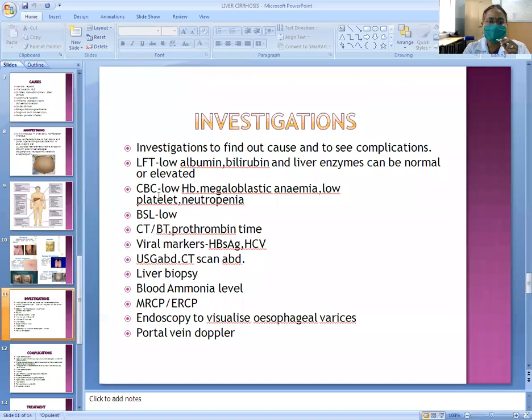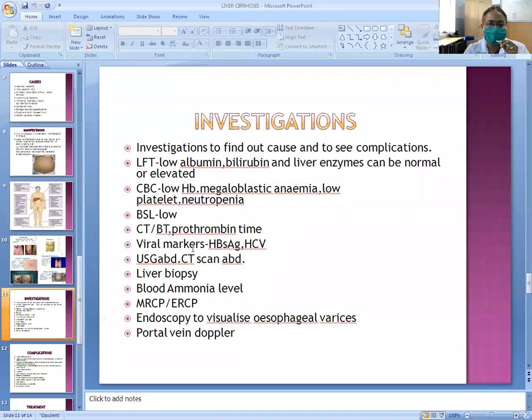Then complete blood count: you get low hemoglobin, the patient is anemic, with iron deficiency as well as vitamin B12 deficiency, but megaloblastic anemia is more common. Then low platelets and neutropenia. Blood sugar level is always low because the liver is the main organ for glycogen storage. Clotting time and bleeding time increase because clotting factors are not synthesized by the liver. Platelet production is also less. So prolonged clotting time, bleeding time, and prothrombin time.